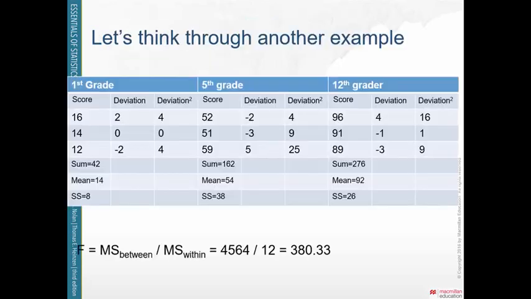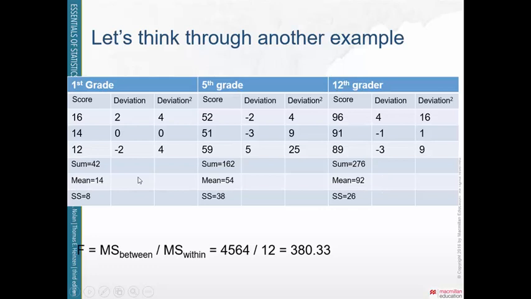Okay, next one. Now we looked at, if you remember, the independent variable of grade. First graders, fifth graders, and 12th graders. And they all took the exact same math test, and here were their scores. The first graders on average got a 14 on the math test, the 5th graders on average got a 54, and the 12th graders on average got a 92.